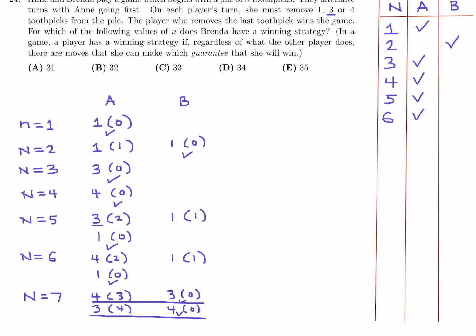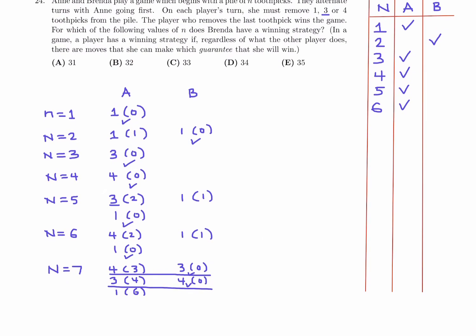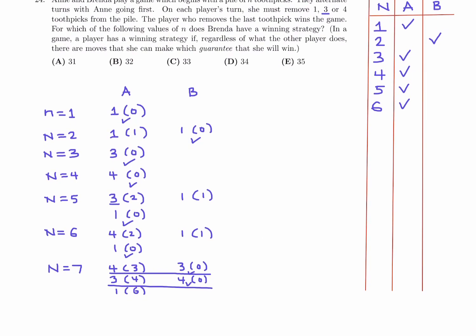Now what about on the first move if Ann only removed 1? If that's the case, there would be 6 left. And if there's 6 left, then Brenda is going to try to win. How does she win? Well, by removing 4. That leaves 2. And the turn goes back to Ann.